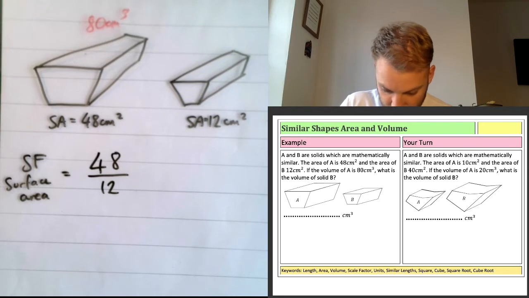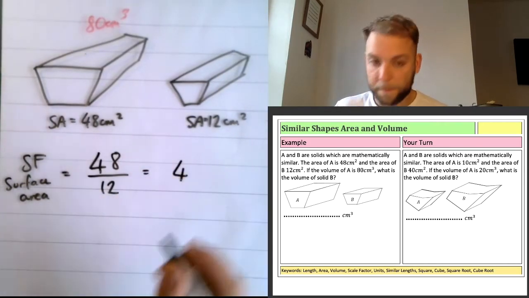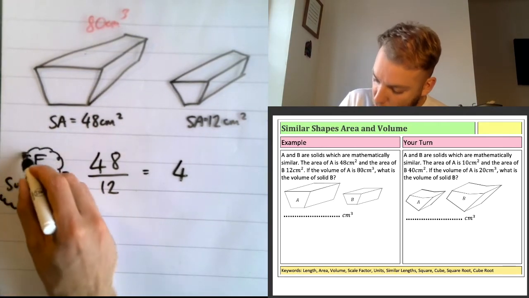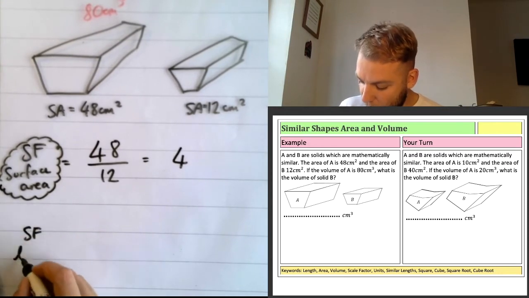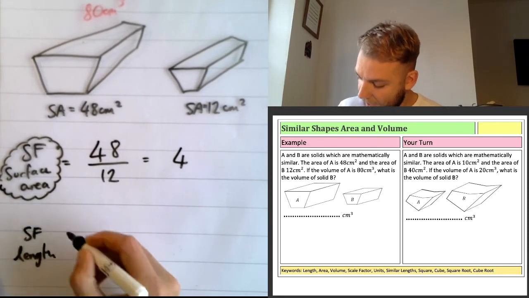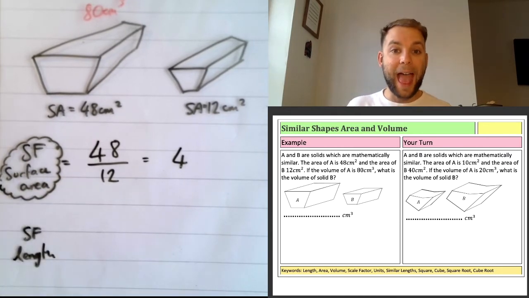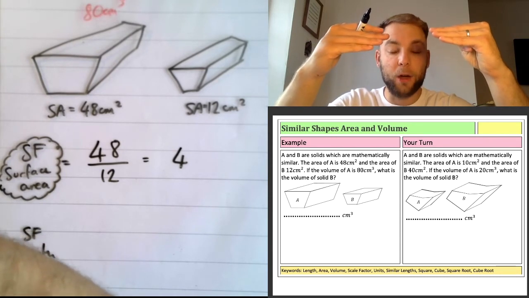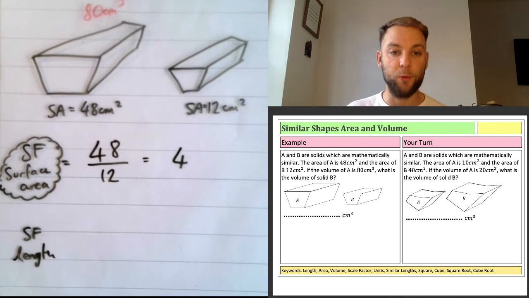48 divided by 12, which is equal to 4. So remember, this is the scale factor for your surface area. If I want my scale factor for lengths, and I have my area, well, if I was going from lengths to area, I square it, don't I? So to work backwards, I need to do the opposite of that, which is square rooting it.